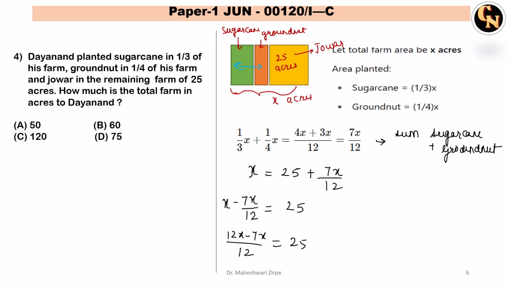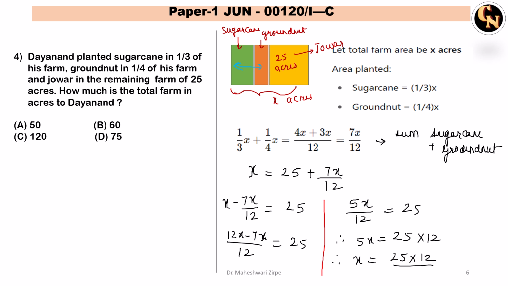So let me have a partition here so that I can solve the remaining part. So it is 12x minus 7x. 12x minus 7x is how much? It will be 5x. 5x upon 12 is equal to 25. Therefore, 5x should be equal to 25 into 12. Simply cross multiply, okay? 12 I have taken on the other side, it will go and multiply. The next part will be x is equal to 25 into 12 upon 5.